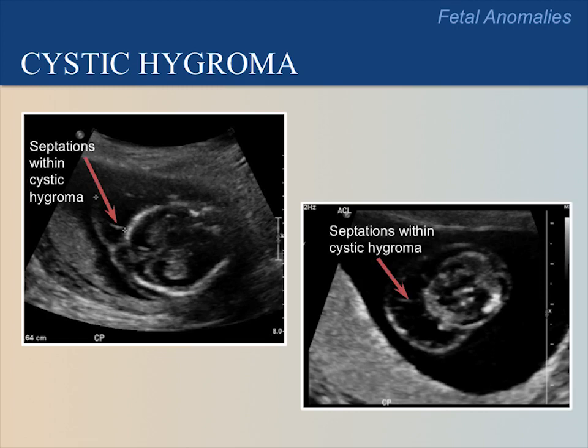Here we have labeled the cystic hygromas and pointed out the thin lines or septations that are often seen within the mass. There may also be low amniotic fluid or oligohydramnios in the case shown on the left.